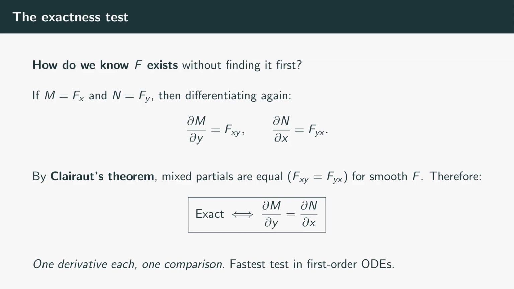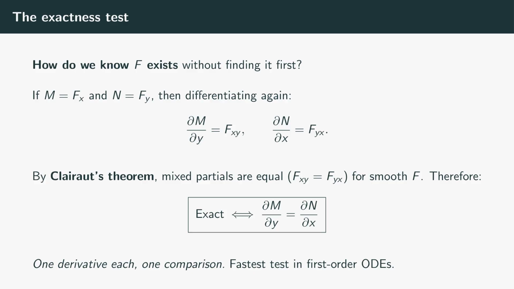Here is the elegant part. How can we know a surface f exists before we go to the trouble of finding it? Suppose for a moment that it does. So M is the partial of f with respect to x, and N is the partial of f with respect to y. Differentiate M with respect to y, and you get the mixed second partial f sub xy. Differentiate N with respect to x, and you get the other mixed partial f sub yx.